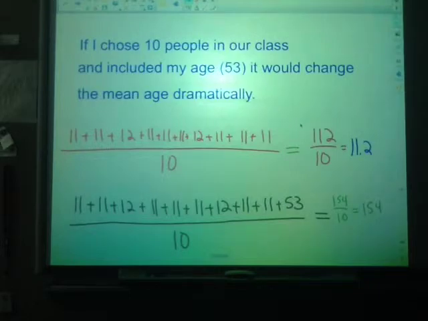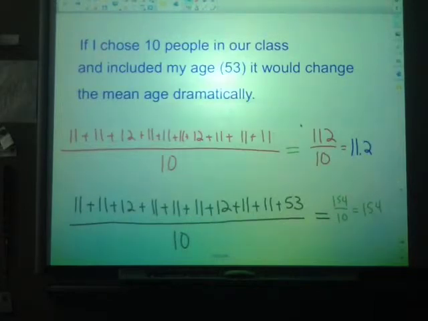Okay? If I throw me in and take one kid out, look what happens to the mean. It goes from 11 and 2/10 all the way up to 15 and 4/10. So when you see those outliers, your mean is going to be affected dramatically. And in some of your work, they're going to ask you to find the mean with the outlier or without.